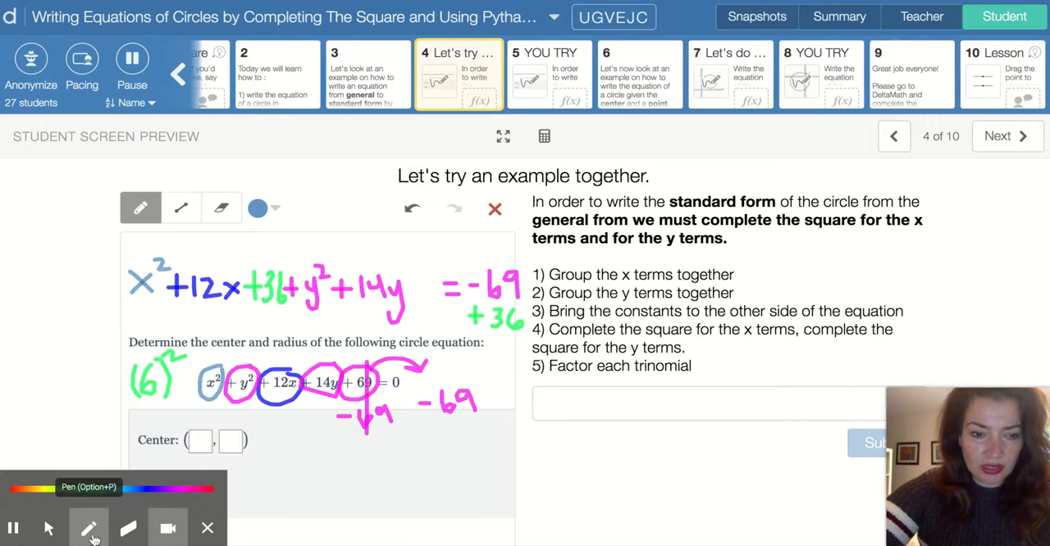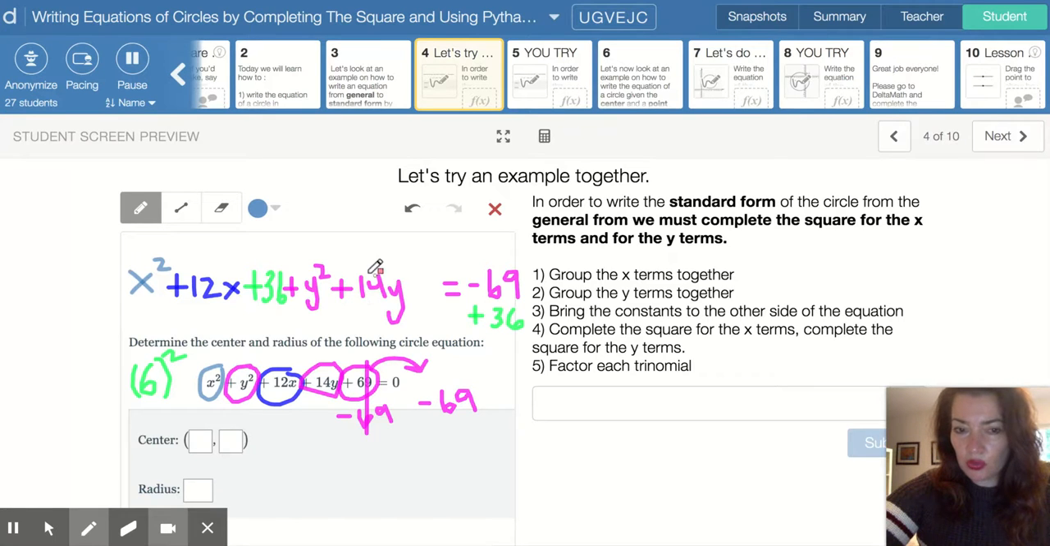Let me change this color. It's too bright. All right, so next we're going to complete the square for the y term. So what is half of 14? We're going to take half of 14 and square it. So half of 14 is 7, and squaring 7 will give us 49. So I'm going to write plus 49. And remember, if I add 49 on the left side of the equation, we should add 49 on the right side of the equation.